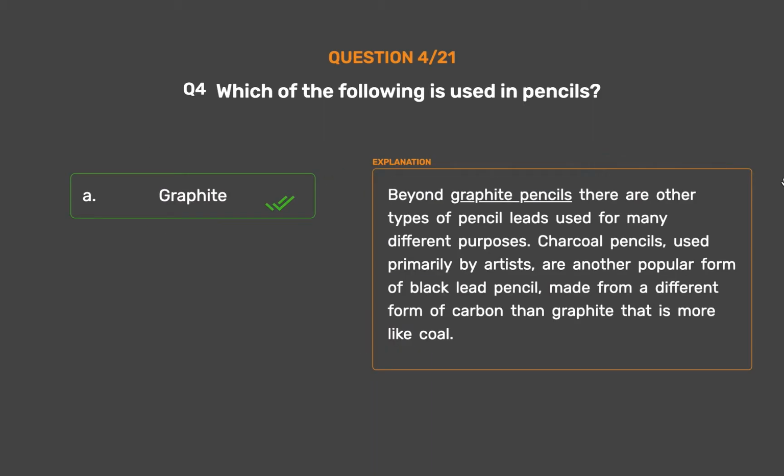Graphite. Beyond graphite pencils there are other types of pencil leads used for many different purposes. Charcoal pencils, used primarily by artists, are another popular form of black lead pencil, made from a different form of carbon than graphite that is more like coal.